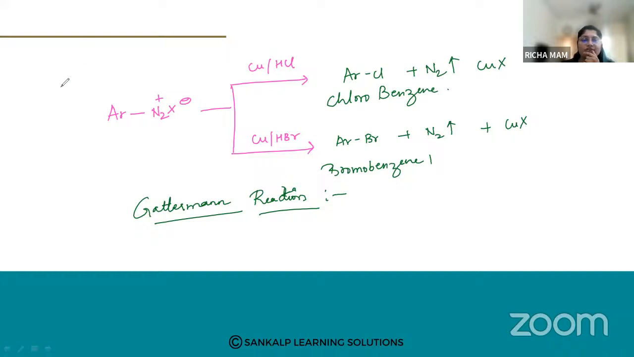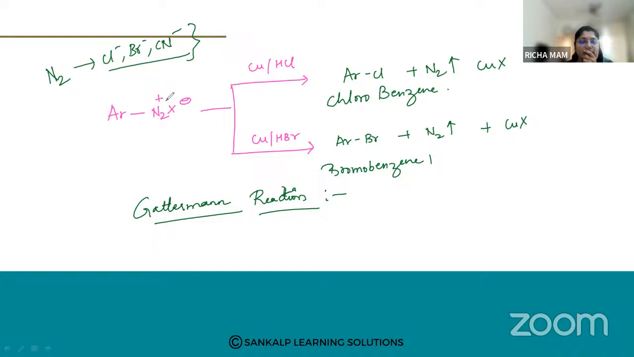So just now what we have seen is Sandmeyer's reaction. In Sandmeyer's reaction, we have replaced our diazo group by chloride ion or bromide ion or cyanide ion. So this type of name reaction is called as what? Sandmeyer's reaction. Now, what is Gattermann name reaction?